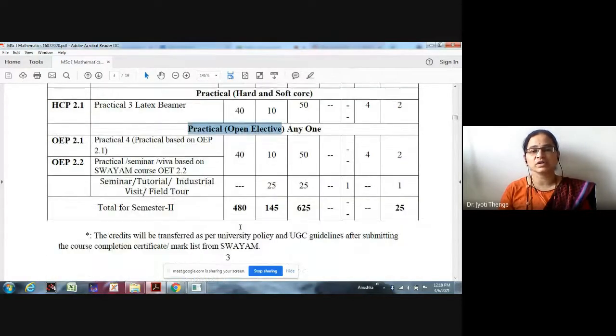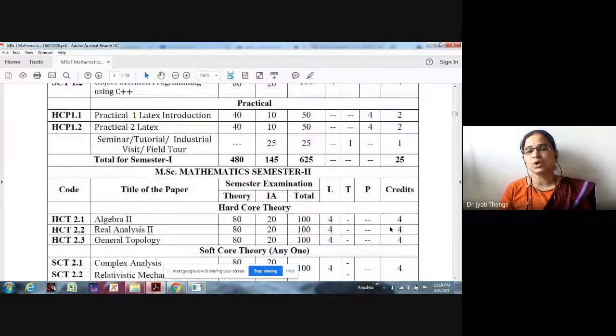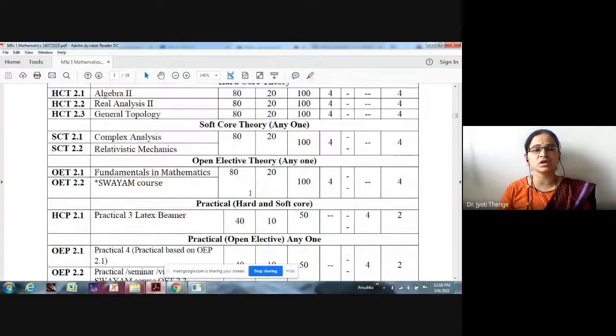Therefore, this will be a total of 480 marks for the university exam, 145 marks internal, in total 625 marks. That is 25 credits. This is the structure of your semester 2 in MSc 1 course of mathematics. Okay, I hope the structure is clear to everyone.